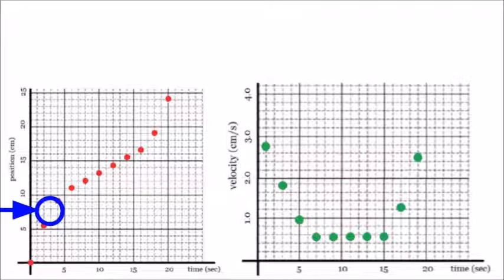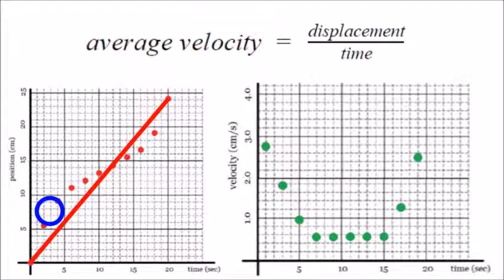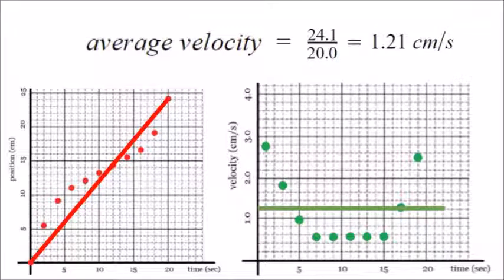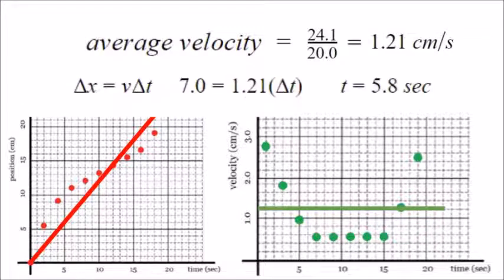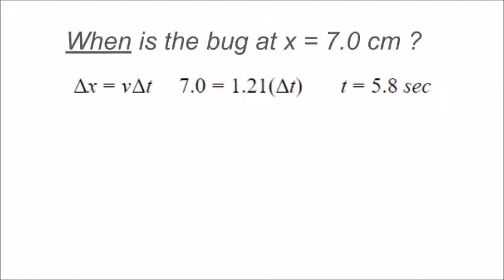But our first model misses the mark. And that's because we'll start by assuming that the bug has a constant velocity for the entire 20 seconds. It didn't, but if it did, then we could use the bug's average velocity to answer our question. And with a constant speed of 1.21 centimeters per second, the bug would have gone 7 centimeters in 5.8 seconds. It's a first answer, but not a good answer.